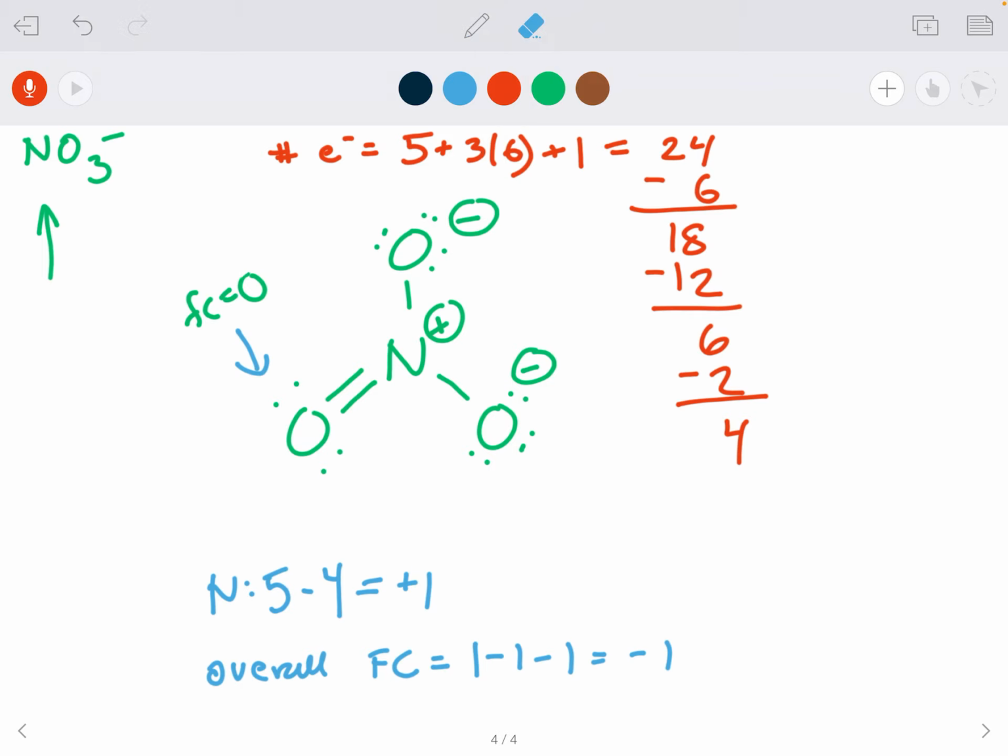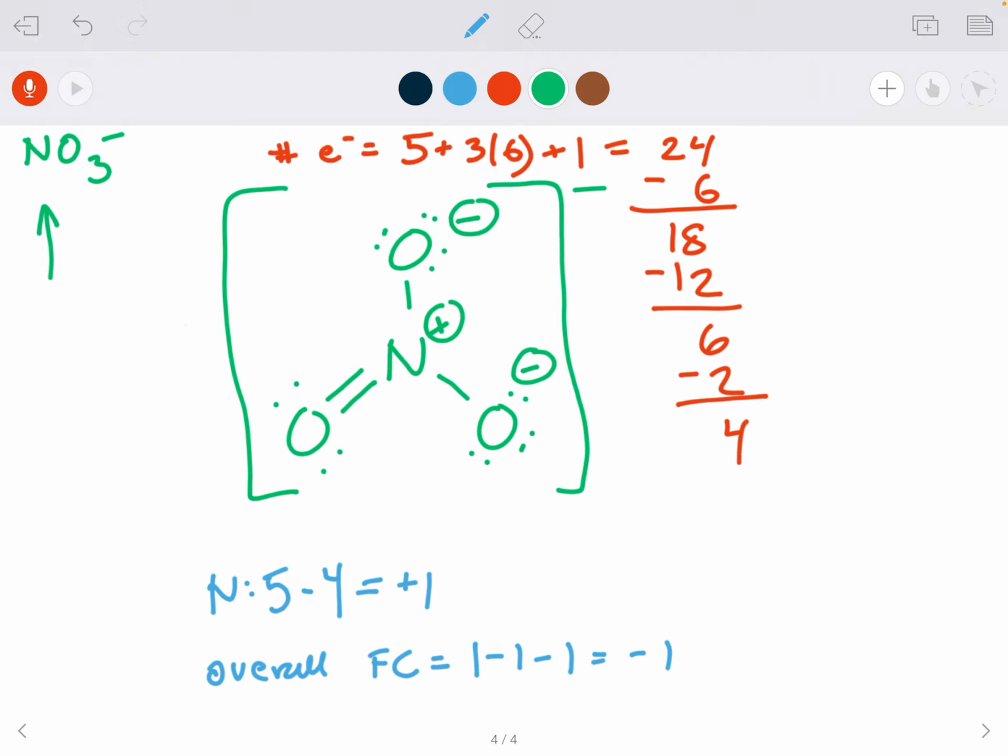So how I finish drawing the Lewis structure then is I need to show that it has a negative charge overall. So I put it in brackets, with a minus. So that's how you draw the Lewis structure of a charged compound.